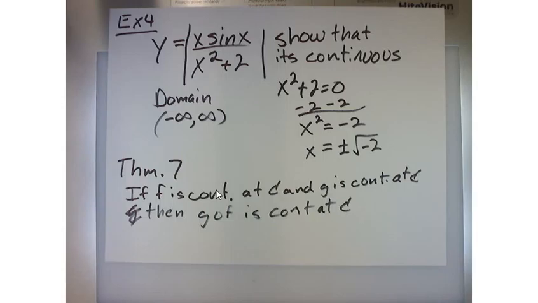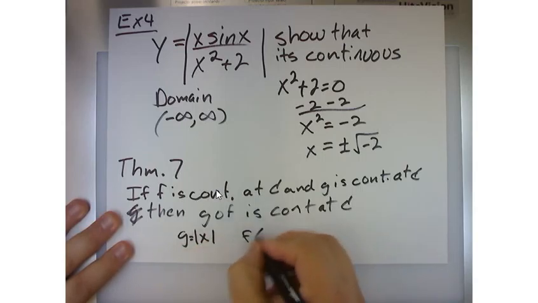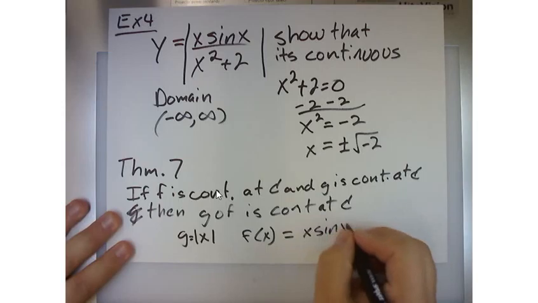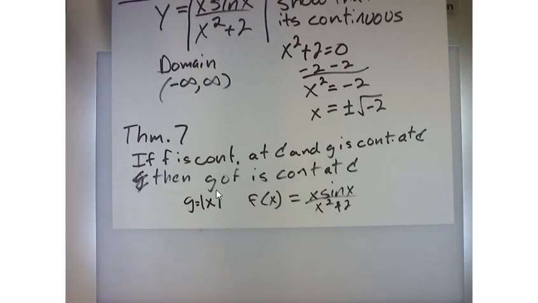That means if I think of this thing as g equal to the absolute value of x, and f of x equal to x sine of x all over x squared plus 2, well, both of those functions are continuous. So when I write the composite function, which is really this, that's continuous as well.